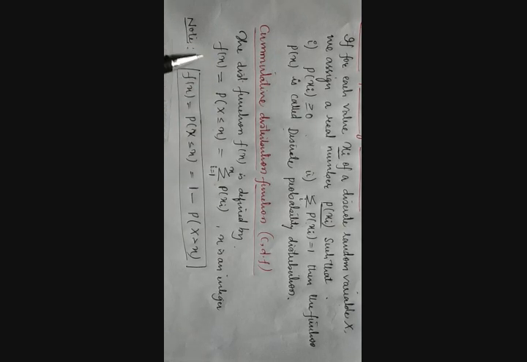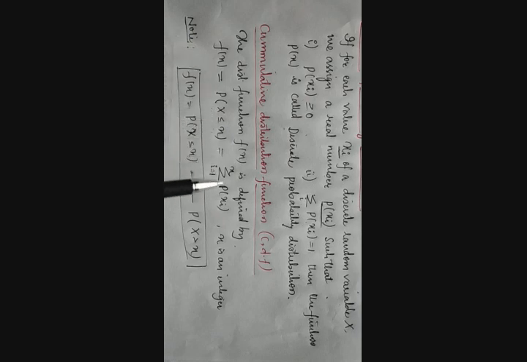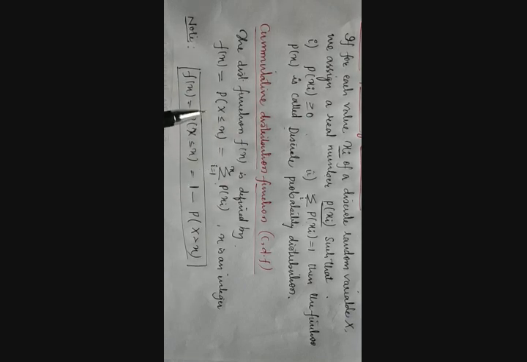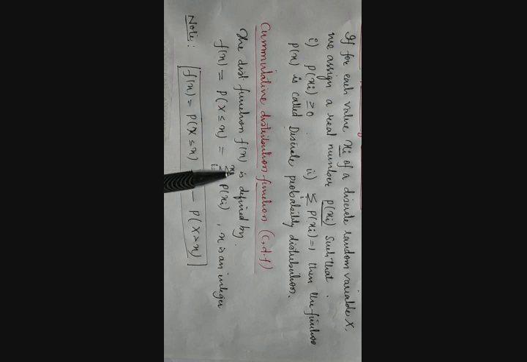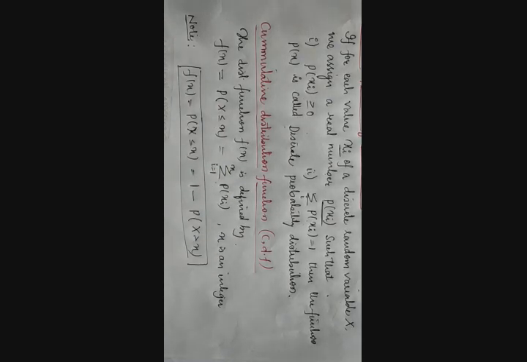Assume if there are 5 values available, probabilities of 5 values are available, then the first value will be the probability of the first value. Next will be probability of first plus second. Next will be probability of first plus second plus third. Then probability of first plus second plus third plus fourth. Then probability of first plus second plus third plus fourth plus fifth. This is called cumulative values, so it is called cumulative distribution.